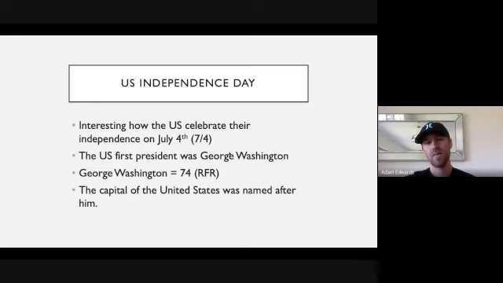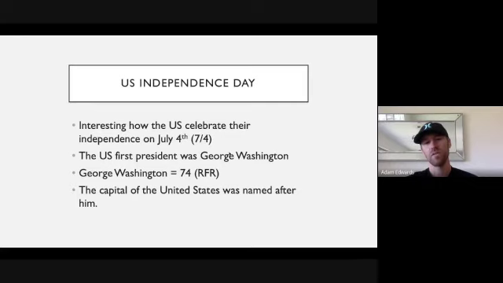So it's interesting how the US celebrate their independence on July the 4th, which can be written 7-4 because it's the 7th month, the 4th day of the 7th month. The first US president was George Washington, who was an open 33-degree Freemason. There you go, US. Your first president was a 33rd degree Freemason.